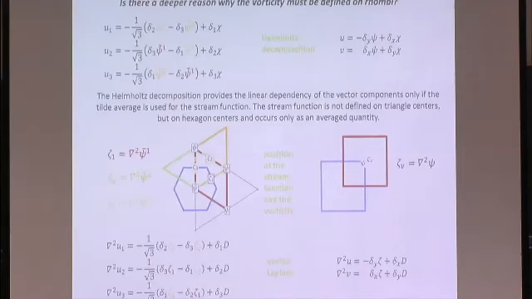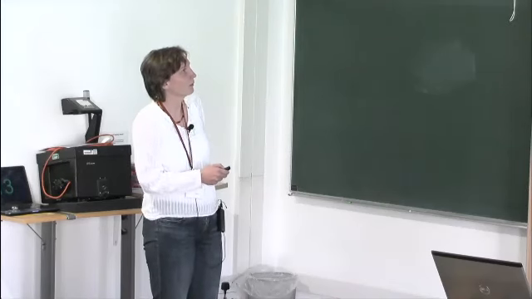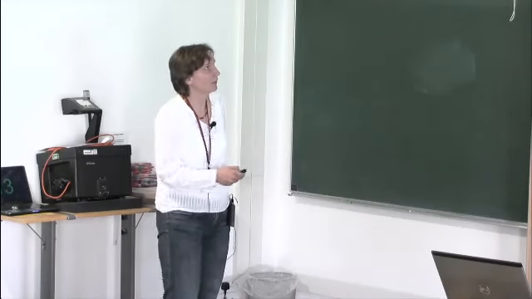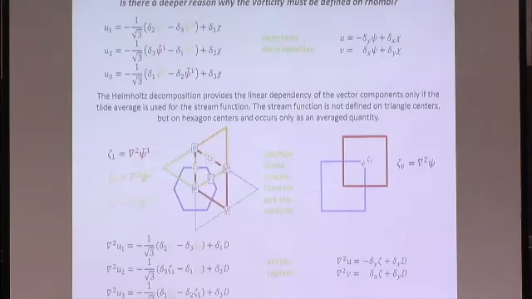So, yeah, the Helmholtz decomposition provides a linear dependency of the vector components only if the tilde averaging is used for the stream function, as you can see here. And the stream function is not defined on triangular centers or at the corners of the hexagons, but on the hexagon centers, and occurs always as an average quantity.